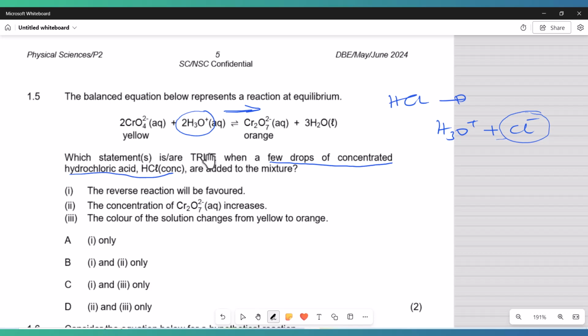So for this matter, they're saying that the reverse reaction will be favored. That's not correct because already we have excess. Okay, then they say here the concentration of dichromate ion is going to increase. Why is it increasing now? Because we are forming dichromate ions, okay, that's why it's going to increase. And then they said the color of the solution changes from yellow to orange. Now, because of the dichromate ions present, you're going to have the orange color. So it must be 2 and 3. So for this matter, the answer is going to be D. Okay. Hope we are together.